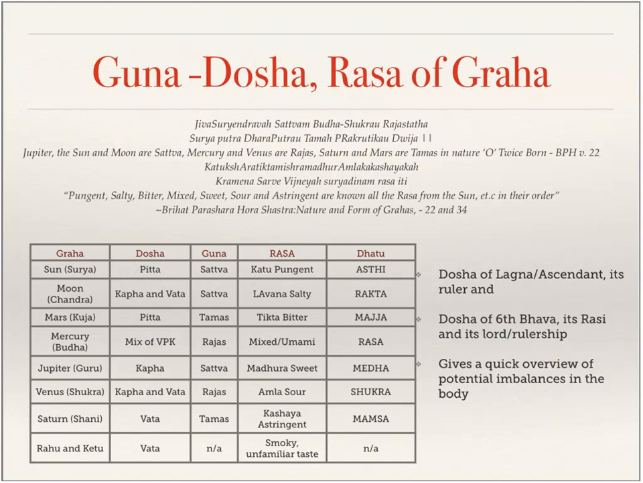Okay. I wanted to quote a couple of beautiful verses out of the Brihat Parashara Hora Shastra that tell you about the qualities and the gunas of the planets, right, and the rasas of the planets. And so please read that. I created this table for you to easily infer the qualities, the dosha, the rasa of the planet. So, for example, sun rules the asthi dhatu. It also rules the taste of katu, pungency, right?